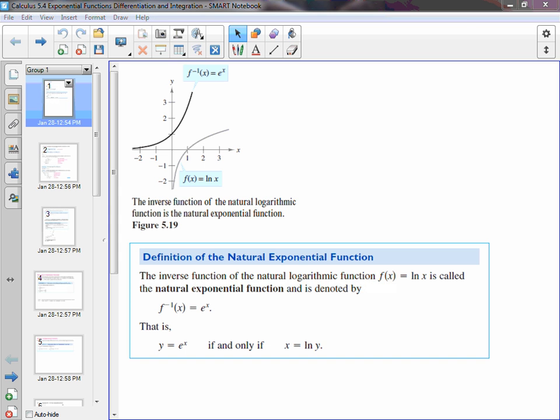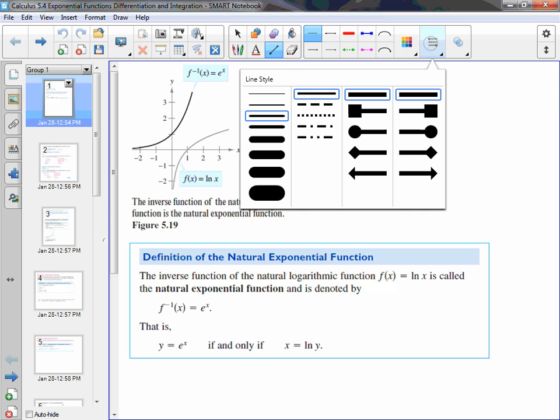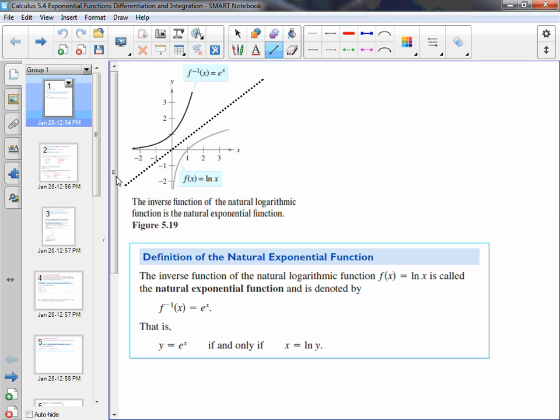Remember we talked about how if two functions are inverses, they're reflected in the line y equals x? Well, look there. Okay? This graph you're already supposed to know, right? What the graph of y equals the natural log of x looks like? Well, its inverse, y equals e to the x, looks like that. You need to be familiar with what that graph looks like as well.